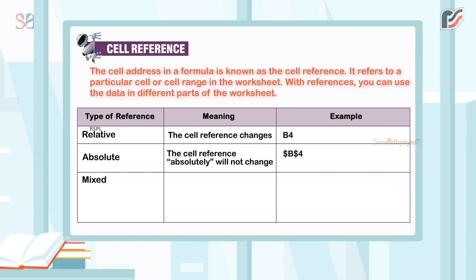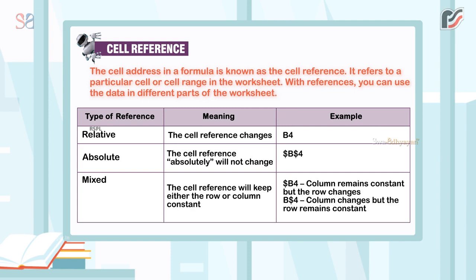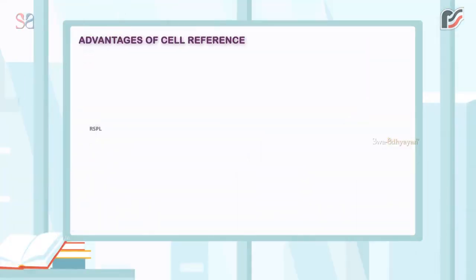Absolute references, on the other hand, remain constant no matter where they are copied. And in mixed, the cell reference will keep either the row or column constant. Now we will learn about all these in detail here. Starting with the advantages of cell reference.